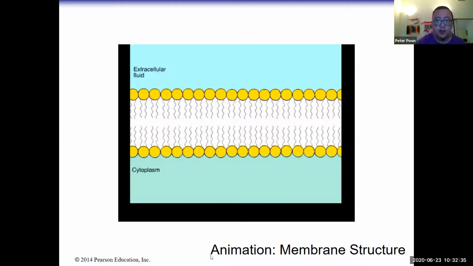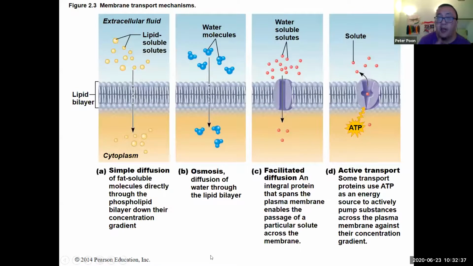All right, moving on. So that short little clip was talking about this. Here you have the lipid soluble solutes that get across the membrane very easily. Water molecules can get across, not easily, but they do, just because there's so much of it. So that's simple diffusion. That's osmosis, the diffusion of water across the membrane.